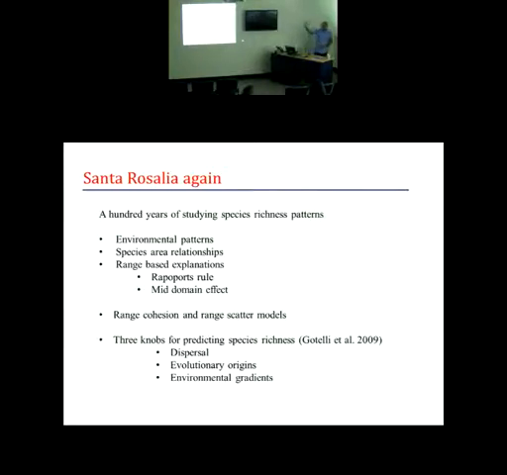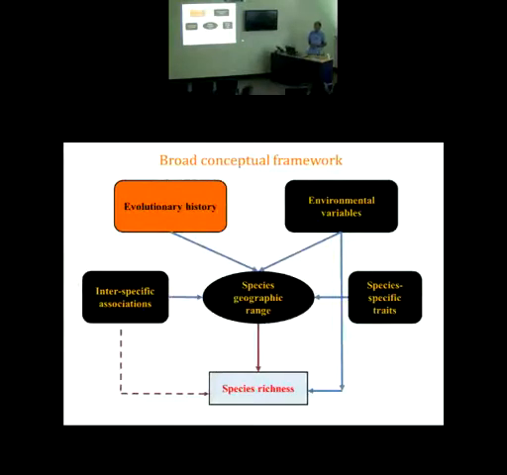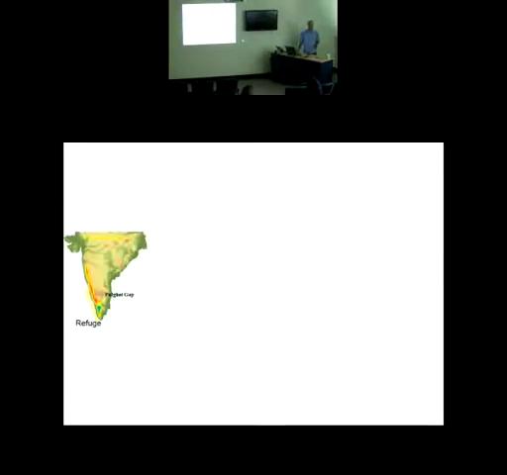So in the macroecological framework, Gotelli et al. proposed that we've talked about dispersal through these range models, we've talked about environmental gradients, but we haven't talked about evolutionary origins. And they proposed that we now needed to incorporate this third factor. So looking back at that conceptual framework, the missing element was evolutionary history. But the kind of approach that we've taken allows us to do just that.